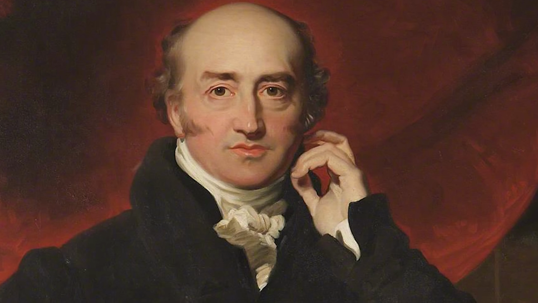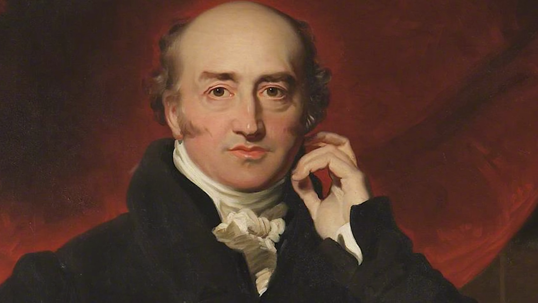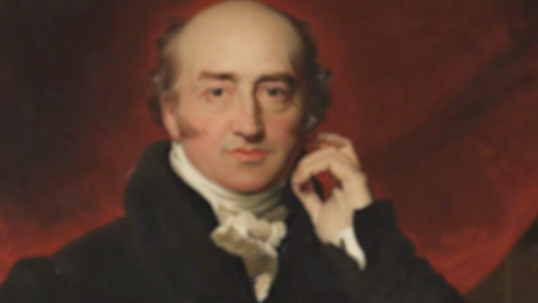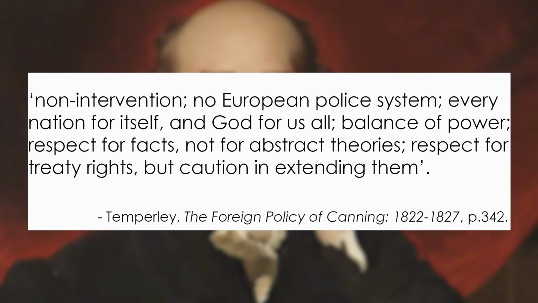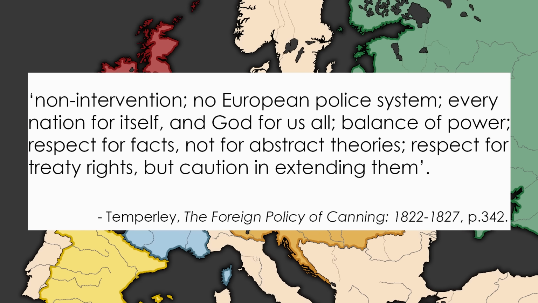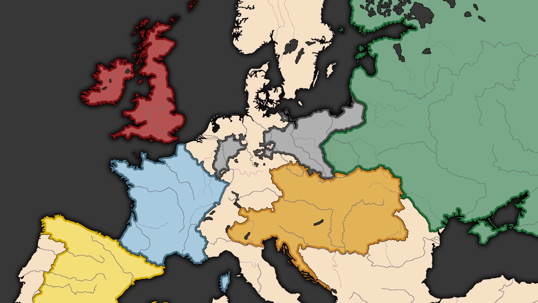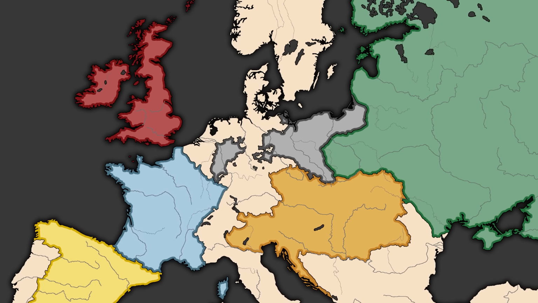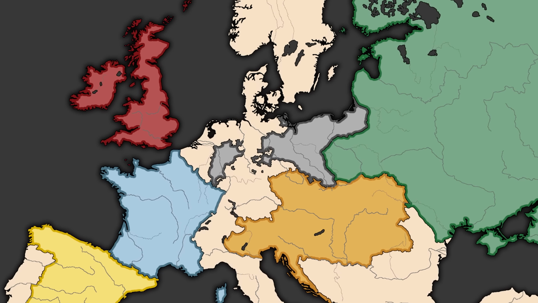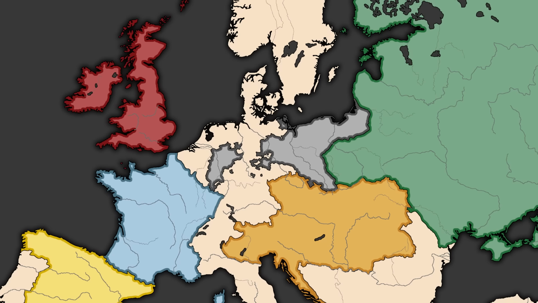Where Temperley differs is in his analysis of what Canning wished to build in its place. Non-intervention, no European police system, every nation for itself, and God for us all. Balance of power, respect for facts, not for abstract theories. Respect for treaty rights, but caution in extending them. This is how Temperley describes Canning's system, not a return to the 18th century structure of competitive balance of power, or more correctly balance of conquest politics as Schroeder argues.